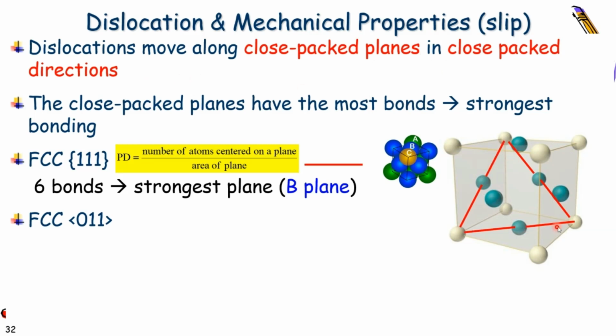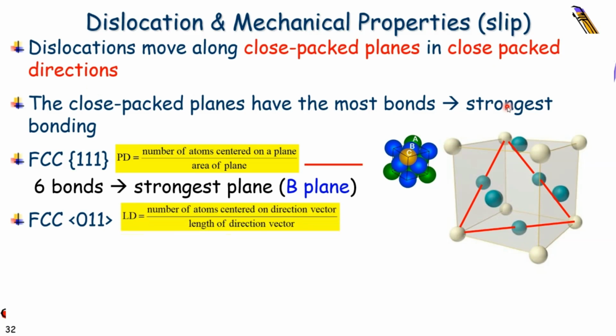So this is the close-packed plane, and can this close-packed plane move in any direction? For example, this direction, or this direction, or this direction. Which one is easier? The close-packed direction is the easier way. So the linear density is the number of atoms centered on the direction vector per length of the direction vector, right? So if you need to find the close-packed direction, the most close-packed direction is 011 in this way.